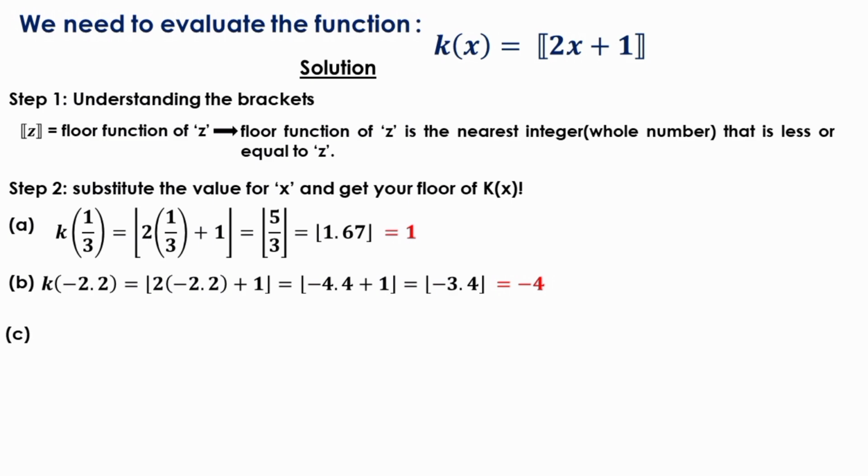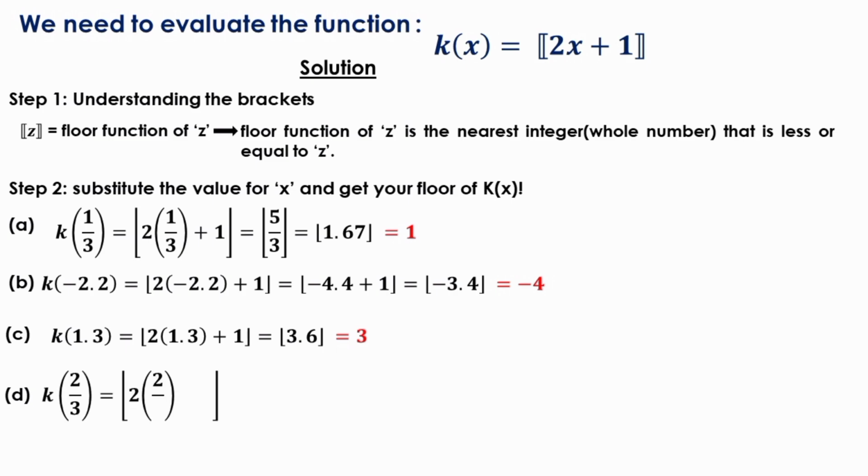Then the same thing for C. The floor of k of x when x is 1.3, that is the floor of 3.6, is 3. Then for the last one, the floor of k of 2/3, that is the floor of 2.33, will give us 2. So that is it. Very straightforward, no wasting of our time.